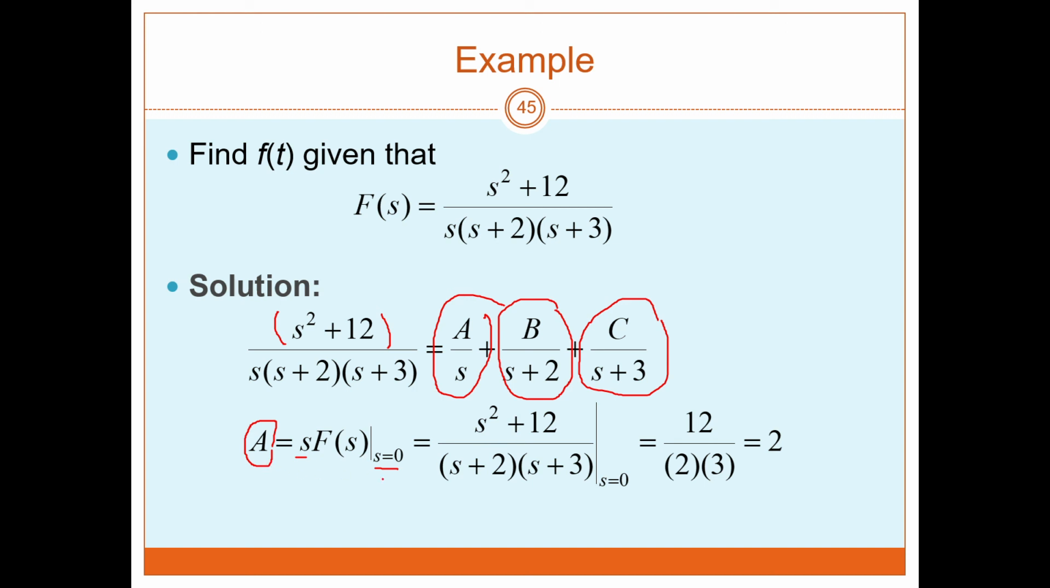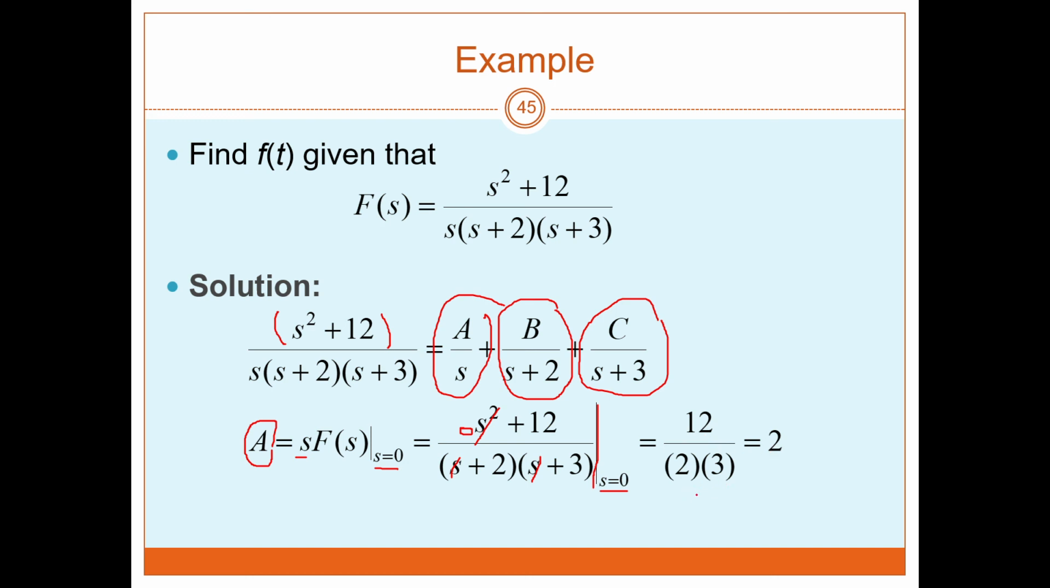So s squared plus 12 divided by s plus 2 multiplied by s plus 3, find the function at s equal to 0. You just substitute 0, and the s squared term is 0. So A will become 12 divided by 3 multiplied by 2, which is 2.